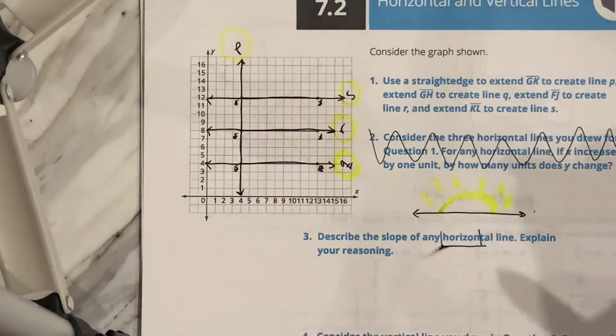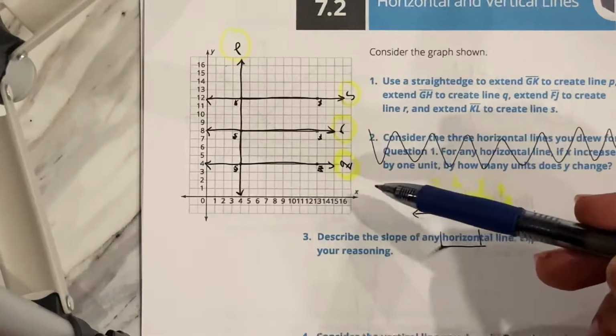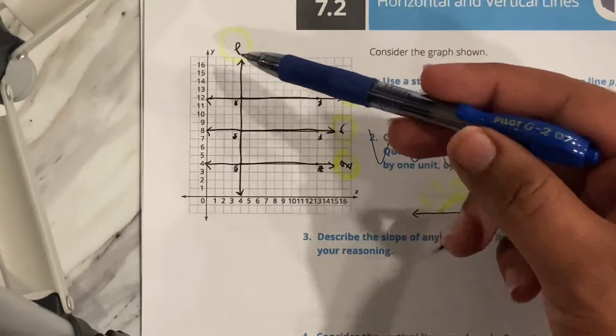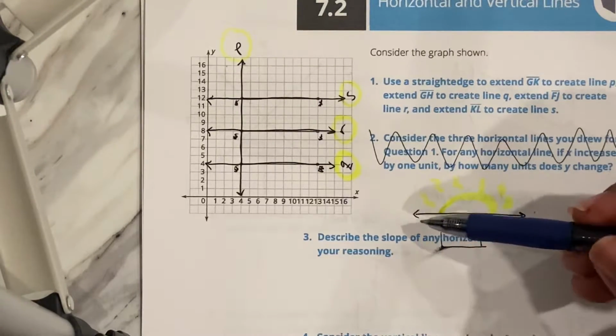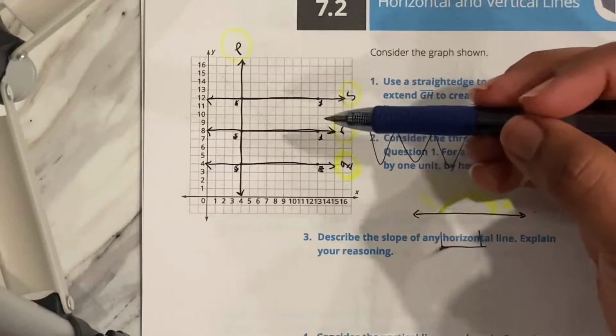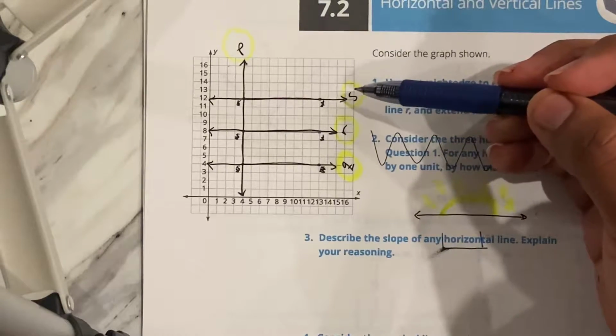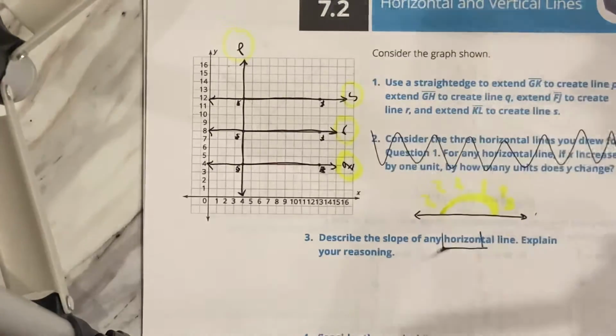So, which of our lines right here from Q, R, S, and P look like this horizon line? Hopefully you could tell I drew a line going side to side, left to right, and the only lines that are like that are S, R, and Q.